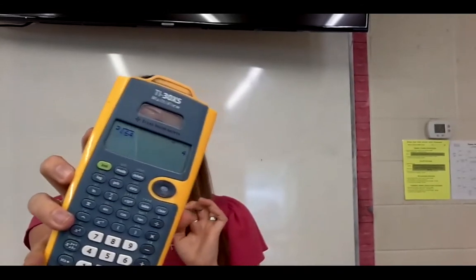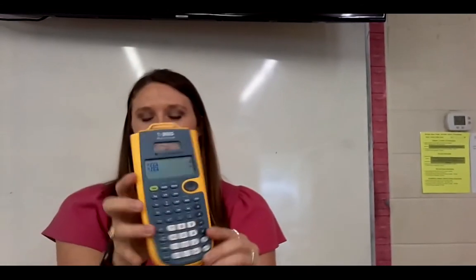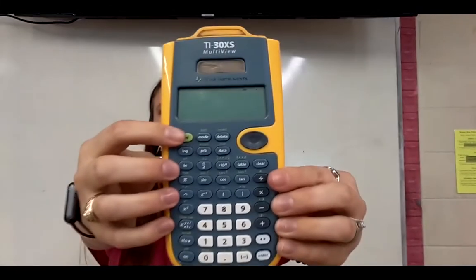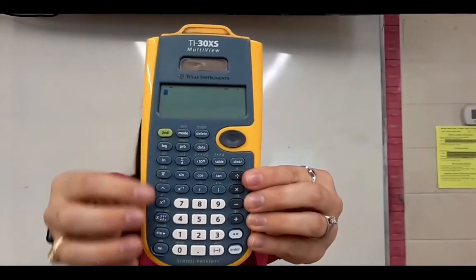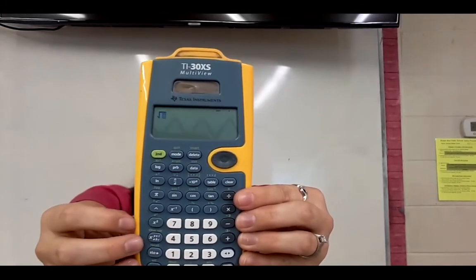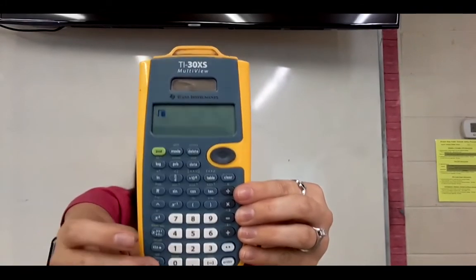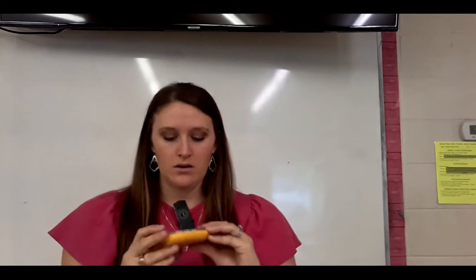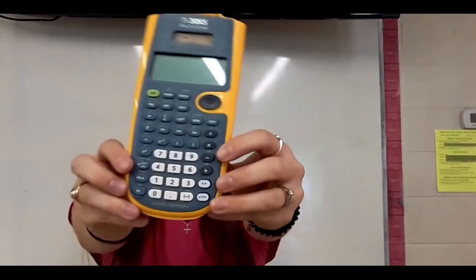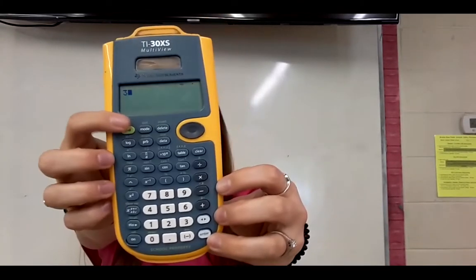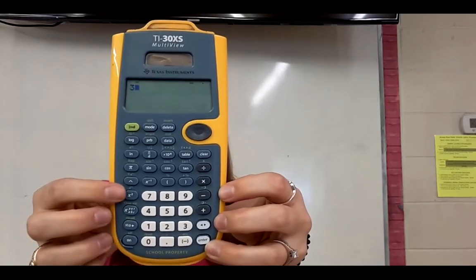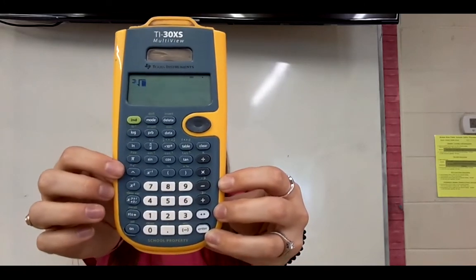Sorry, it keeps going back and forth because I'm too close. But I just wanted to show you, so again, on the calculator, to do square root, hit the green second button and the x squared button. Then type in your number. To do cube root, hit the 3, the green second button, and the up arrow for cube root.